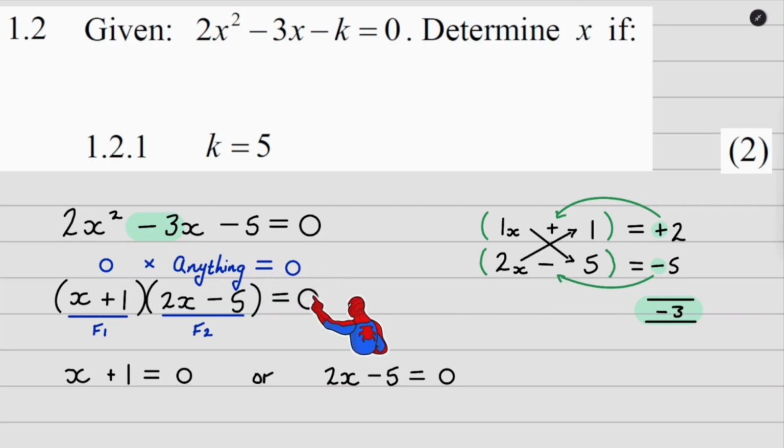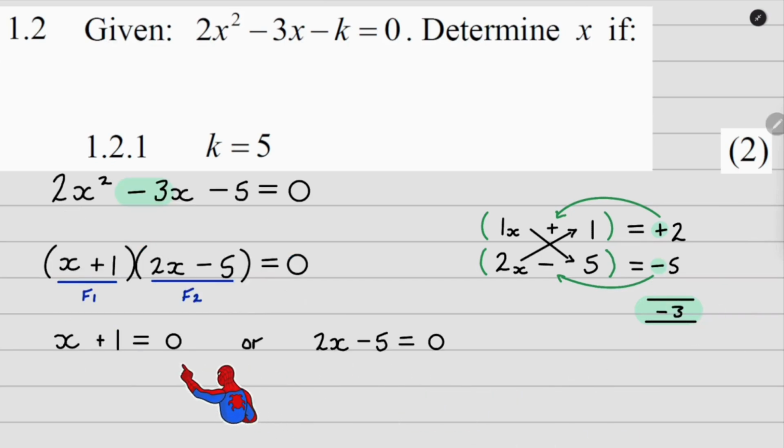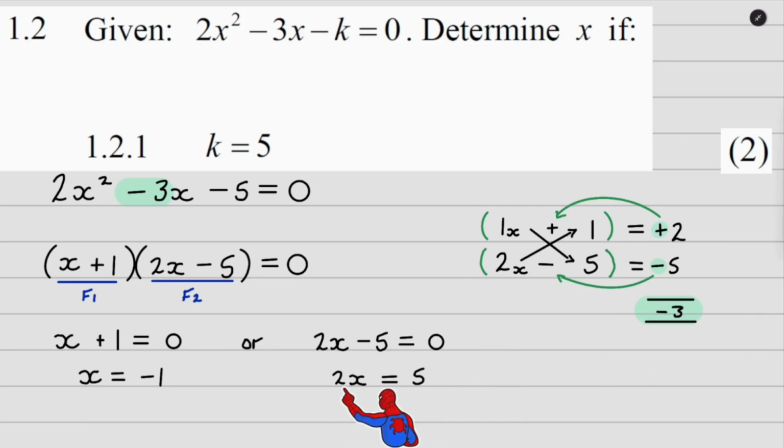I'm still going to get 0, and it will maintain the integrity of the equation. It will make the equation true. Okay, now I'm going to solve for x separately. So I'm going to take this plus 1 over and it becomes minus 1. In this one, I start by taking the minus 5 over and it becomes plus 5. And then I divide both sides of the equation by 2 to get rid of this 2 over here.